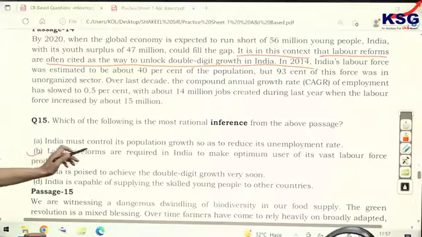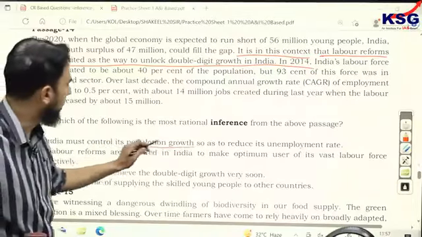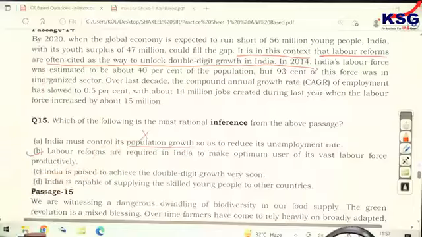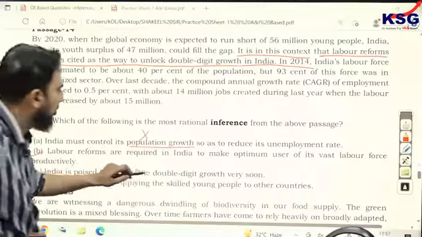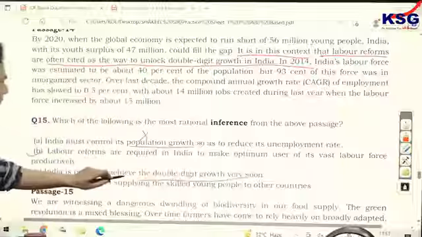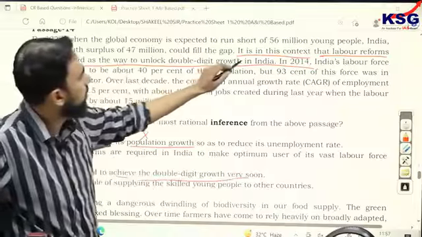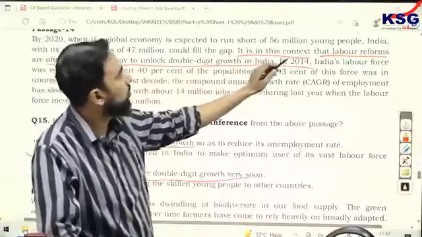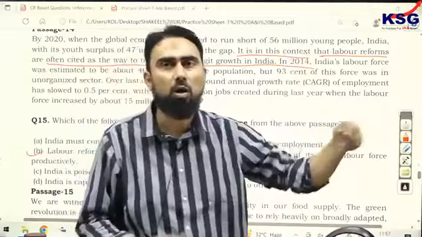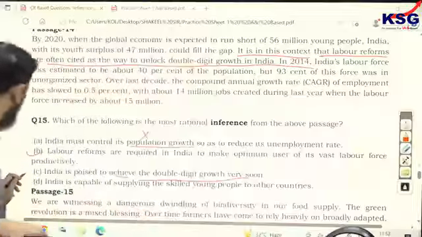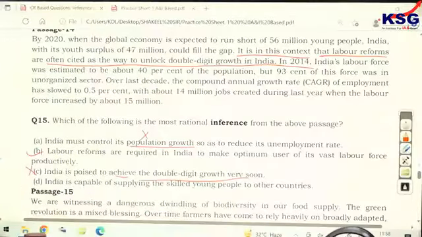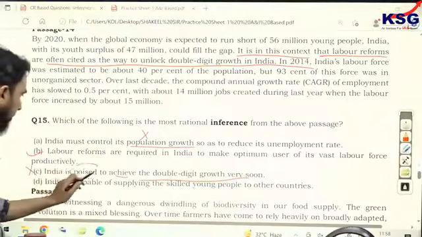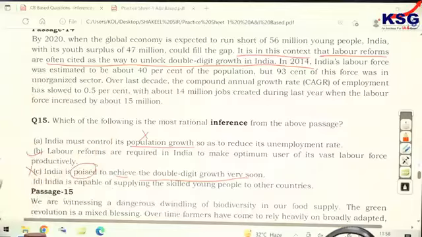This is the best. Option A says India must control its population growth. Now, nowhere is population growth described in the passage. See, option C says India is poised to achieve double-digit growth very soon. Poised means intended to achieve double-digit, but it is conditional. The author says in this context, the labor reforms are often cited as the way to unlock double-digit growth. So you have to go for the labor reforms to unlock this double-digit growth. So C does not work, because we don't know. Poised means intended to do, about to happen. Now how do you know that labor reforms are there on the anvil or not?